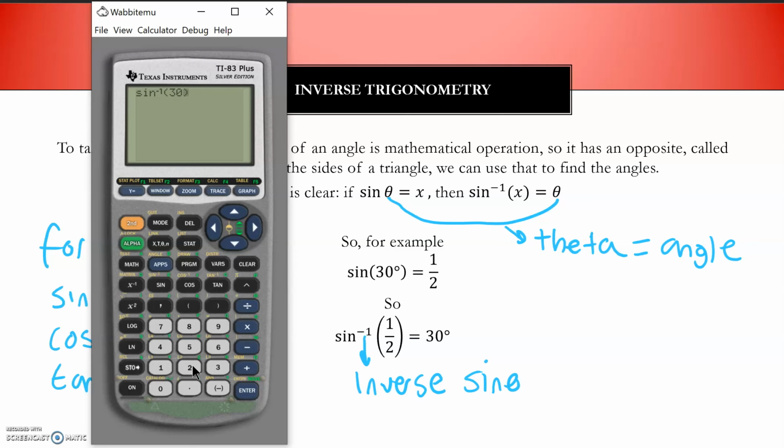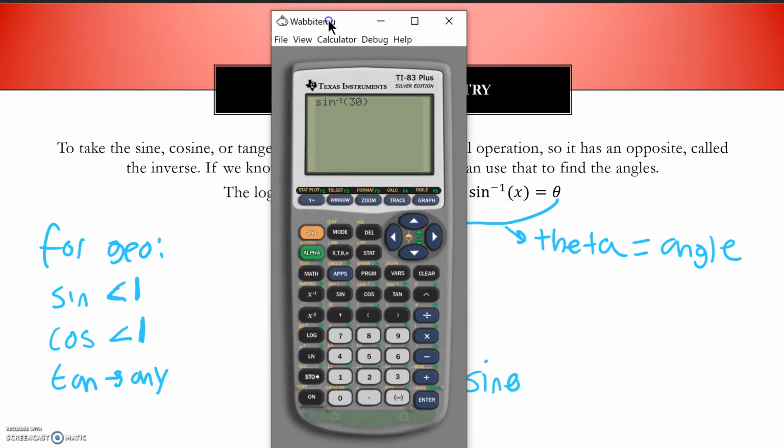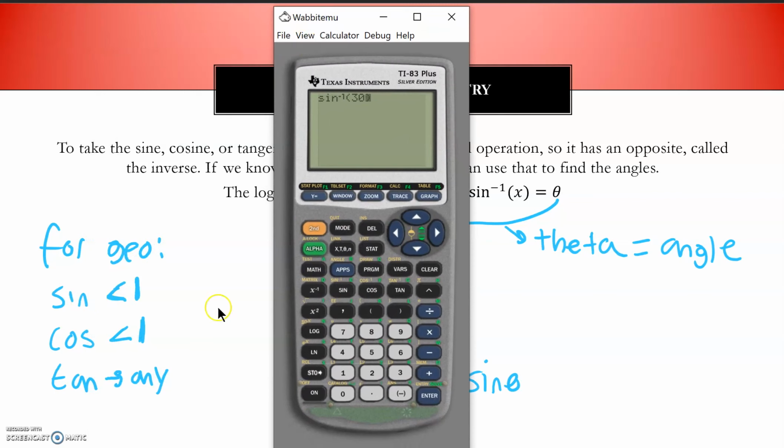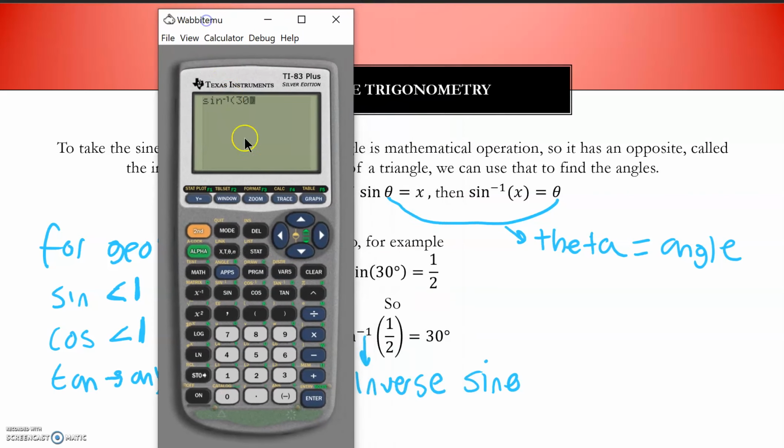Well, I put 30 in sine inverse, and this is a common mistake. But what did I tell you? Sine must be less than 1. If you put a number bigger than 1 inside sine inverse, it's going to return an error message. I know I did the wrong thing. All right, so let's do it correctly.